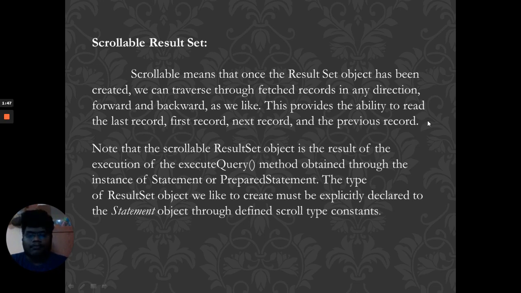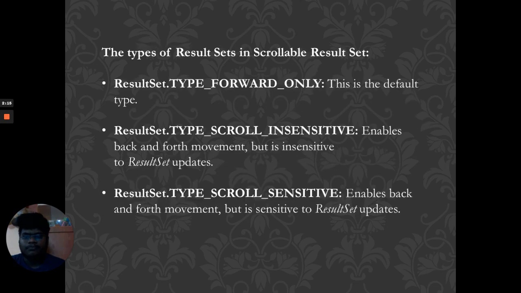That means the output of the scrollable result set can be obtained from execute query, on an instance of statement or prepared statement. But when we want to create the type of scrollable result set object, we must create it through the statement object only. And we have defined scroll type constants which give different features for it. So let us see them.